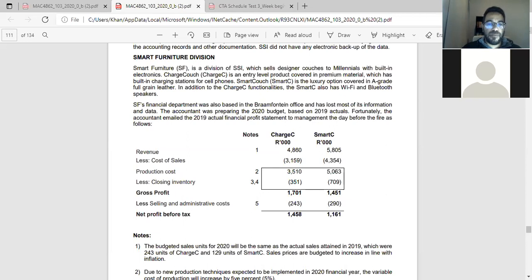Smart Furniture's financial department was also based in Braamfontein office and has lost most of its information and data. The accountant was preparing the 2020 budget based on 2019 actuals. Budgeting is one of the topics in test 3. Remember, there's many ways of budgeting, but one typical way is where you use the prior year as your base, and then you work from there. And then another approach, which is probably one of the better approaches, but is time consuming, is known as zero-based budgeting.